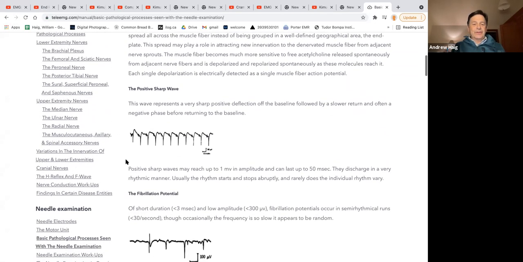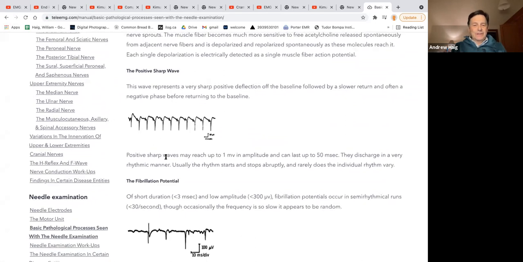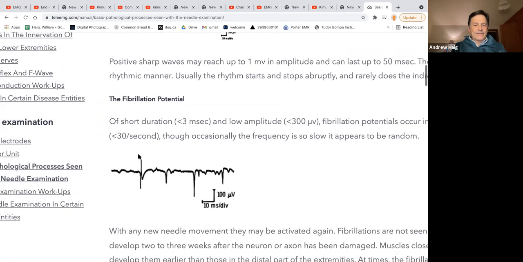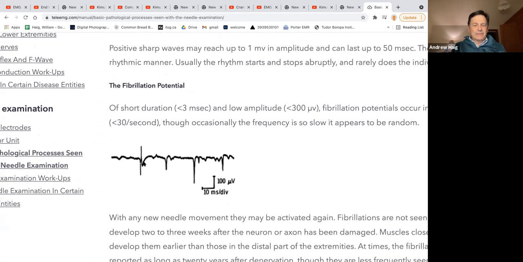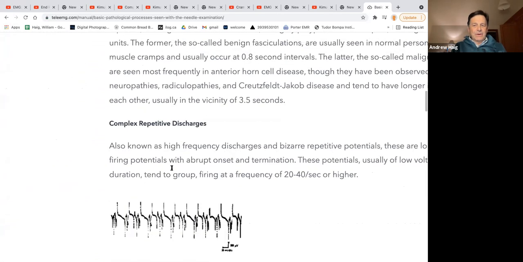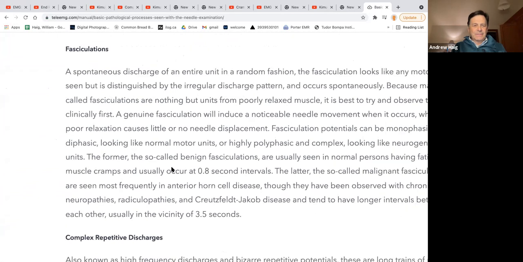So what are these things? These are positive waves. I'll blow it up a little bit. Yeah, those are positive waves. They go down first, right? That's a fib. It goes down first. It's very sharp, okay? The next one over might be a positive wave, actually. Fasciculations, that we don't have a picture of. It's a motor unit, just like a normal motor unit, but it's doing its own thing.